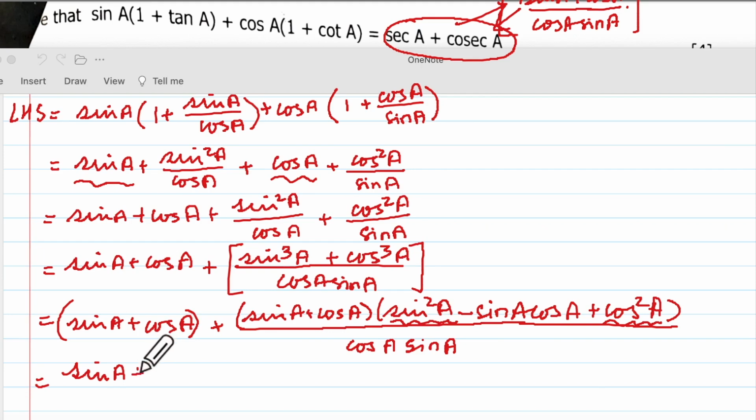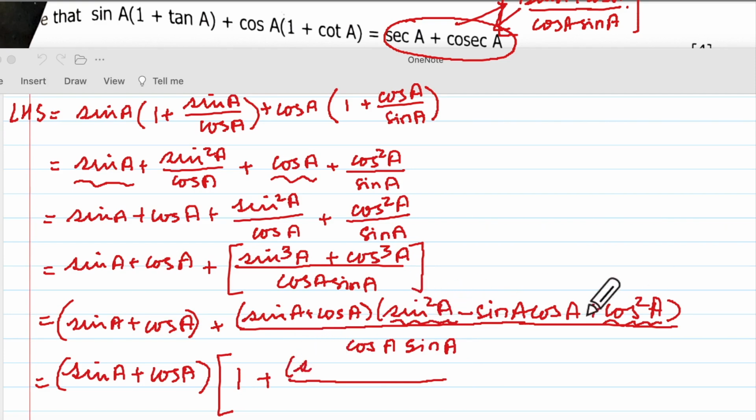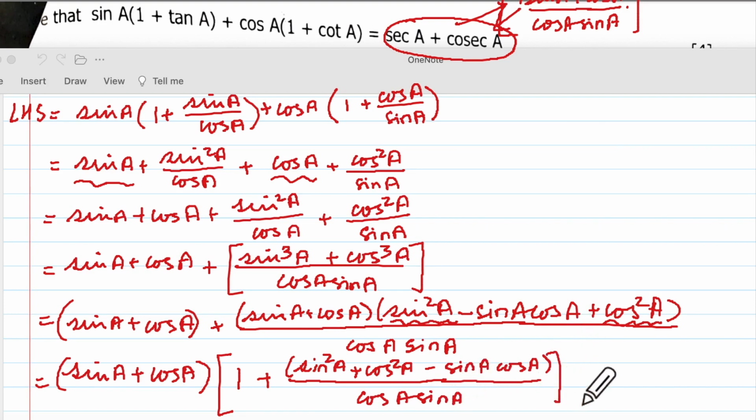sin A plus cos A, I'm taking out common. Now, in the big bracket, I will have in this place 1 plus. What will I get here? This whole bracket, we will write as sin square A plus cos square A, and then minus sin A cos A, upon cos A sin A. You're with me so far?